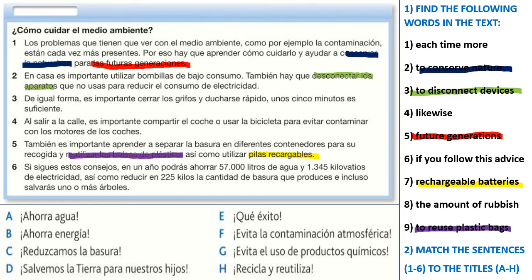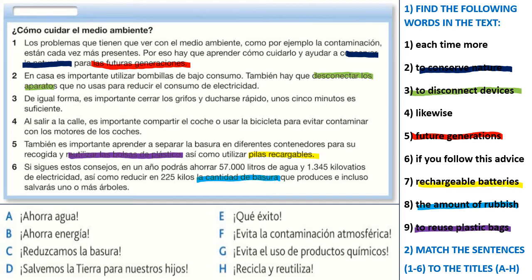Then we've got 4 more. Now we should know number 8 purely because we've seen the word rubbish a couple of times in this lesson already. So the amount of rubbish is in number 6, la cantidad. If you think cantidad looks like quantity to some extent, it's a bit of a near cognate, and then basura is rubbish. And we've got 3 left.